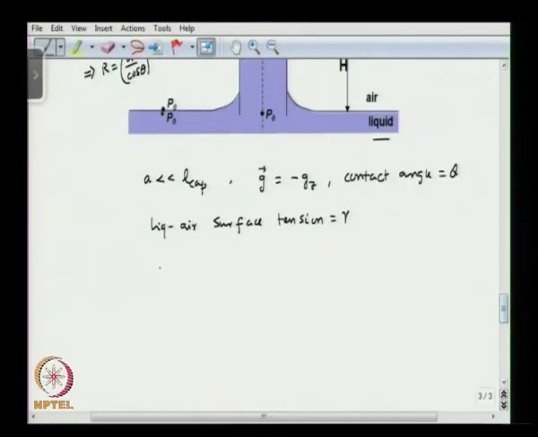Now, in this particular case, for a curved interface we would have two different radii of curvature, okay. Since here the interface is spherical, the two radii of curvature are equal, okay. So, we can say R1 equal to R2 will be equal to A over cos theta, okay.